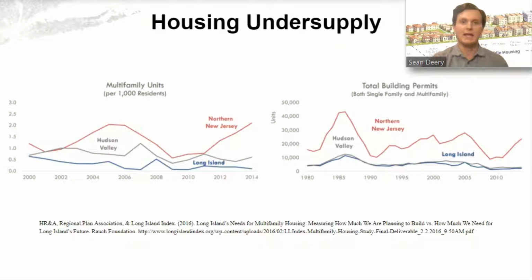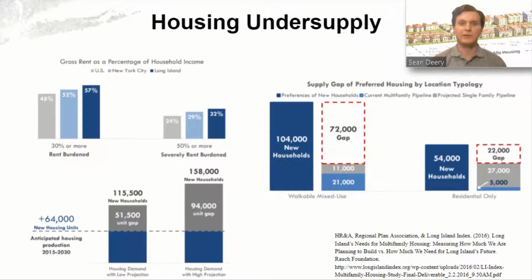As you can see in these two charts, total building permits and total multifamily units built on Long Island have lagged severely behind neighboring regions. On average, New Jersey produced over 9 times as many multifamily units per 1,000 residents as Long Island from 1980 to 2015. What this housing undersupply has caused is a gap in the housing units needed and the extreme increase in housing costs across the region.